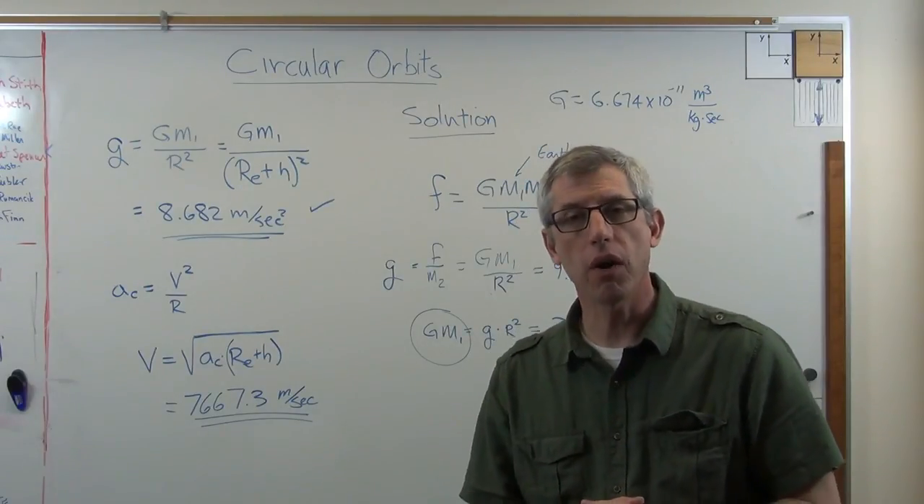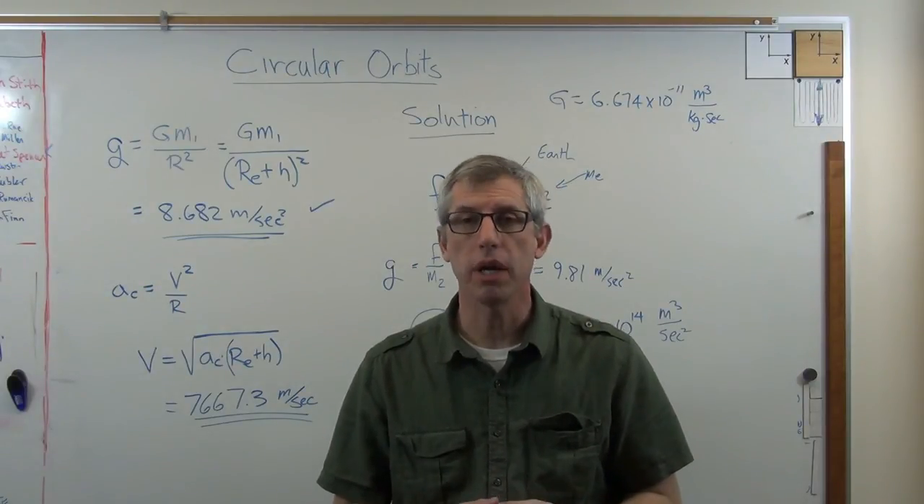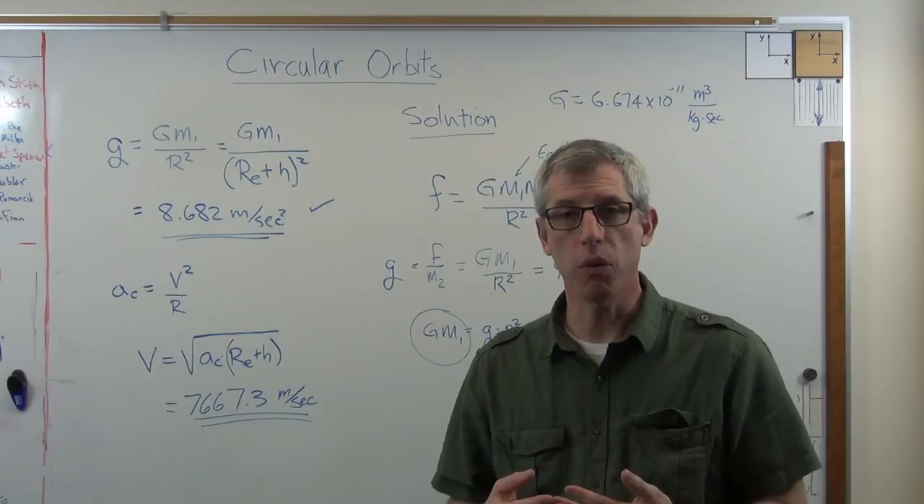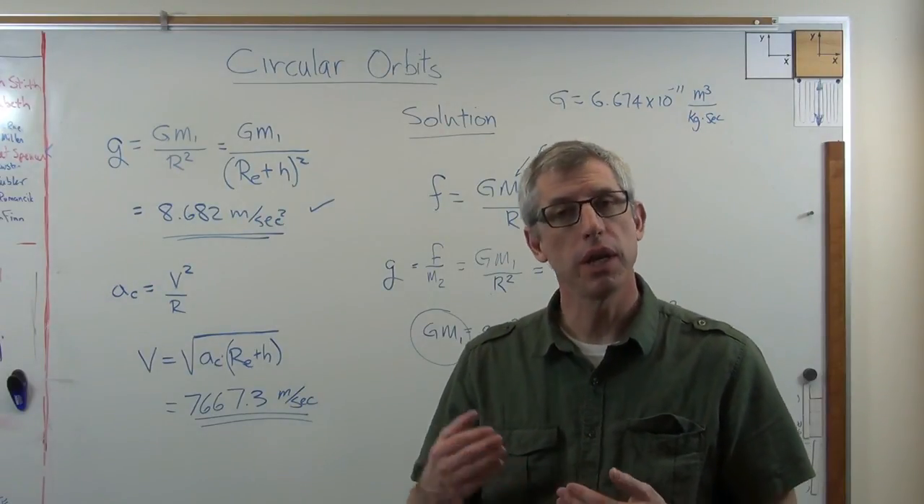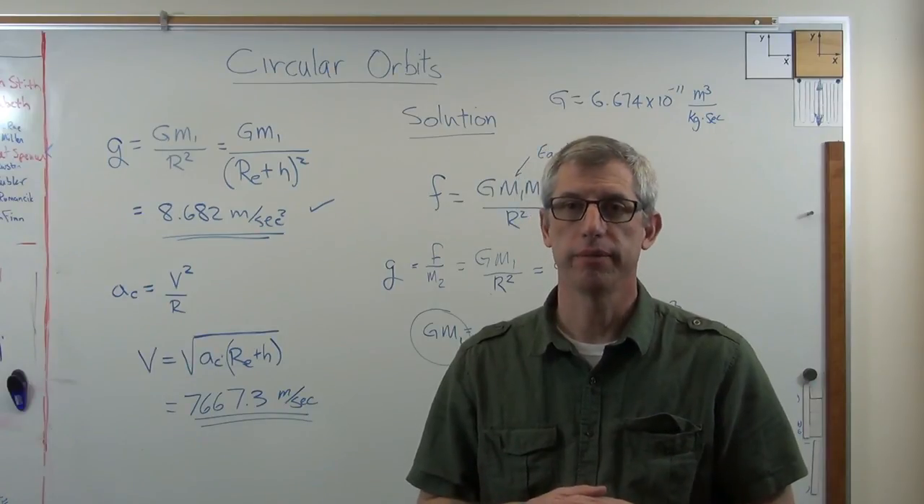It's easy to figure out the orbital velocity if you're in a circular orbit. You're just trying to find the velocity at which the centrifugal acceleration equals the local gravitational acceleration. Works on any planet. Don't have to be on Earth.